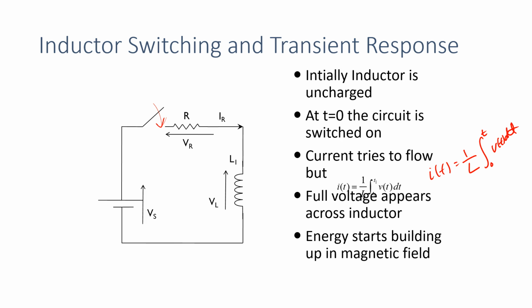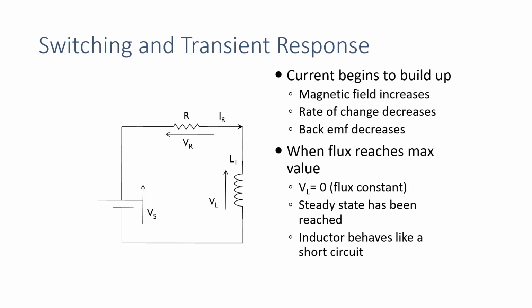And as energy starts building up in the magnetic field, the rate of change decreases, which decreases the back EMF across the inductor. That is, the inductor voltage is going to decrease, and when the flux reaches its maximum value, you're going to have no voltage because there's no rate of change of flux anymore, and we've reached steady state. The inductor in this case behaves like a short circuit, unlike the capacitor, which behaves like an open circuit.